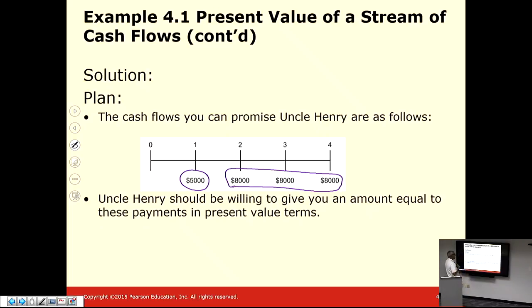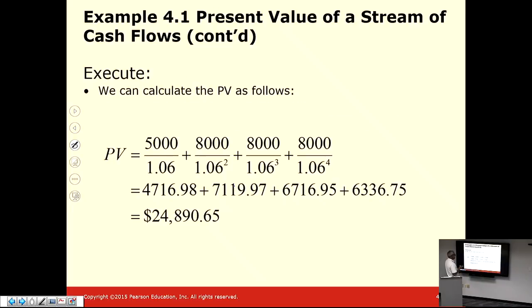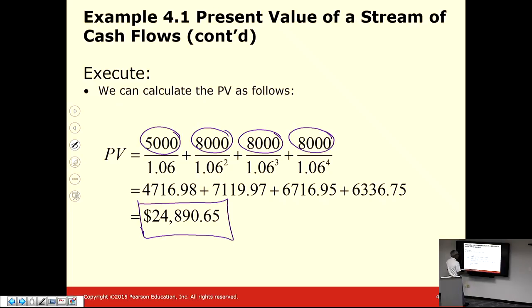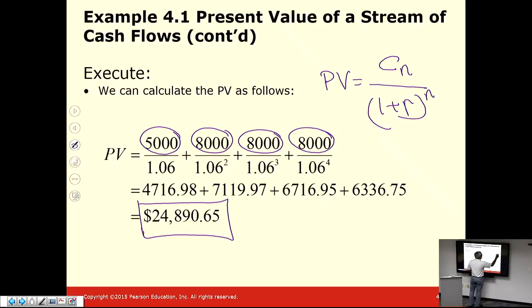How much should he be willing to give you? One way to do this is to take the present value of each of these 3 cash flows. And if you add them up, that gives you 24,890. So all we are doing is applying this formula: present value is the future cash flow in period N divided by 1 plus R to the power N, where N could be any number, 1, 2, 3, 4, in this case.